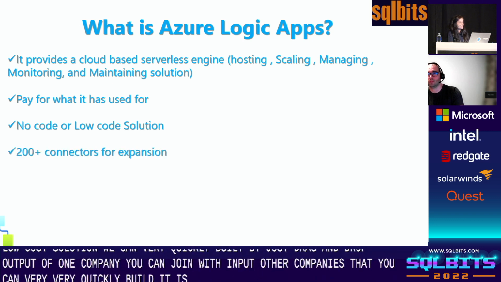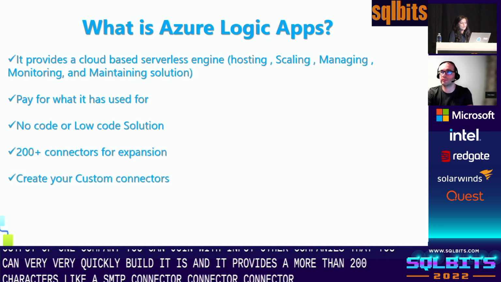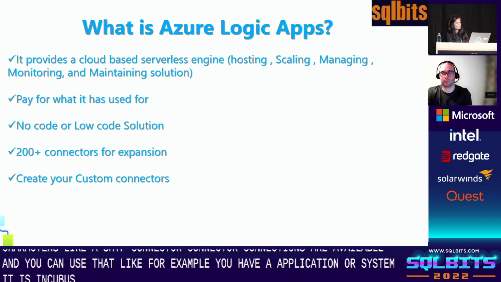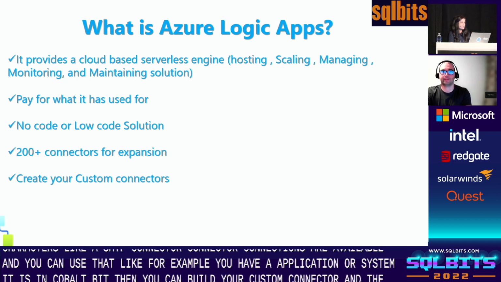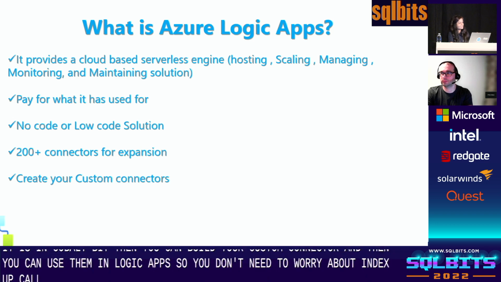And it provides more than 200 connectors like SMTP connector, Twitter connector, Twilio connector, like so many connectors available. And if a connector is not available, you can build your own connector and you can use that. For example, you have an application or system which is COBOL based, then you can build your custom connector and then you can use them in Logic Apps. So you don't need to worry about syntax of COBOL or anything. Logic Apps will do it by themselves. You just need to build your connector, that's it.